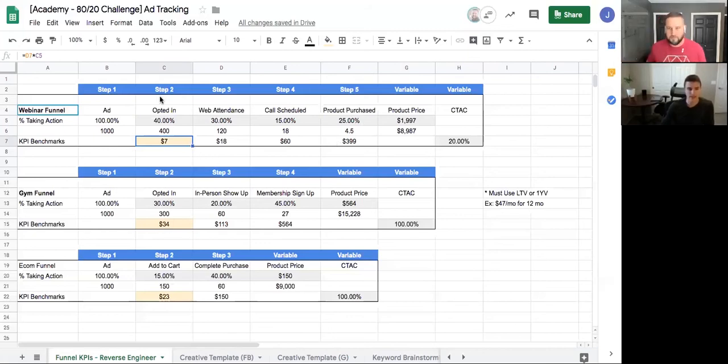Yeah, exactly. So that's a webinar funnel. Let's drill down into some other funnels. We can take a look at a gym funnel here. This is a gym funnel where it's an ad to an opt-in for some sort of free personal training session, with the intent to have someone have a great personal training session and ultimately enroll them into the gym for a year-long membership.